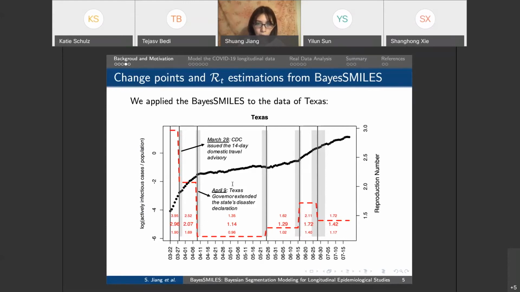In Bayes Miles, we also estimate the reproduction number for each stage, as shown by the red dashed line here. As you can see, when we transfer from the first to the second segment, there is a downgoing trend for the reproduction number. It is also true when we transfer from the second to the third segment. These results reflect that our model provides estimation that can reasonably reflect our understanding about these intervention effects. We will go back to this figure later in my slides.